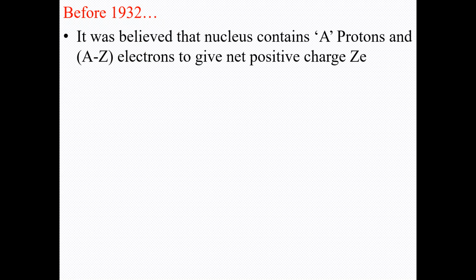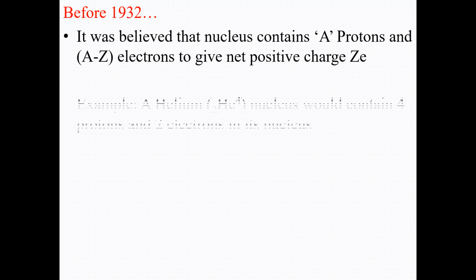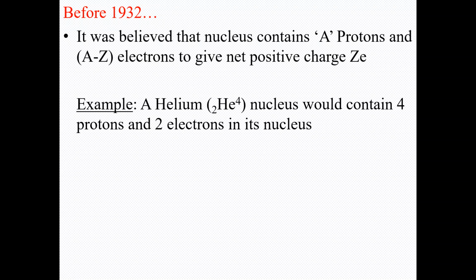You know that before 1932, it was believed that the nucleus contains protons and electrons to give the net positive charge, that is Za. That was believed before the discovery of the neutron in 1932. A good example of that is helium, by which we mean helium 4. Its nucleus was believed to contain 4 protons and 2 electrons.